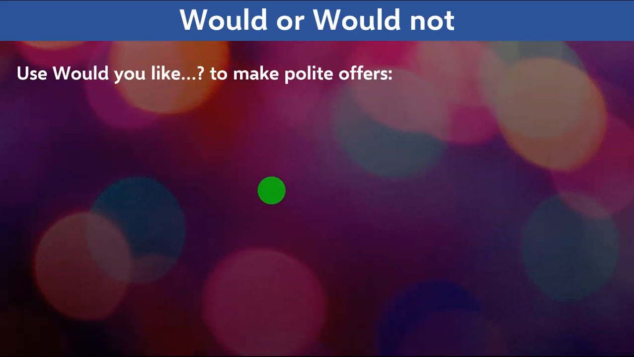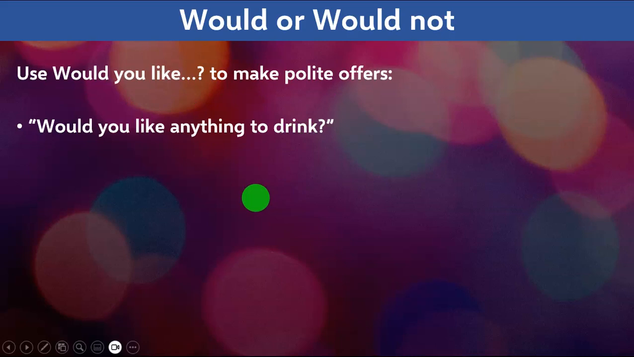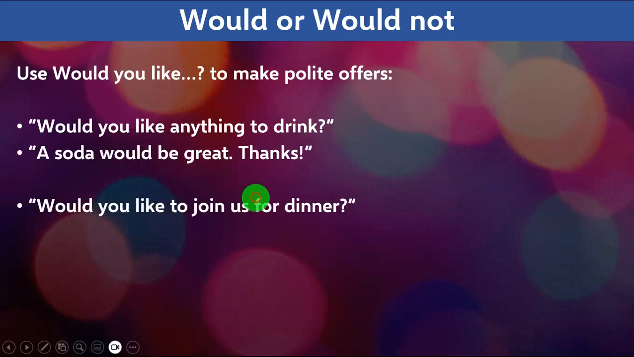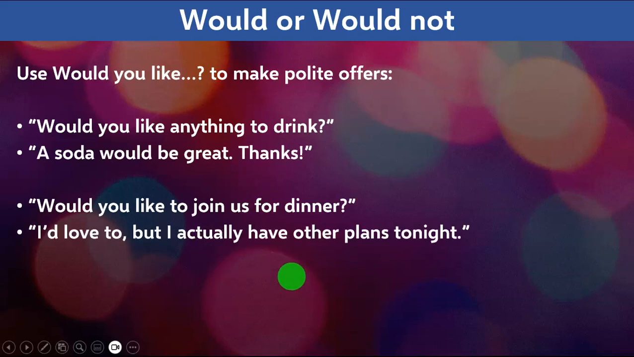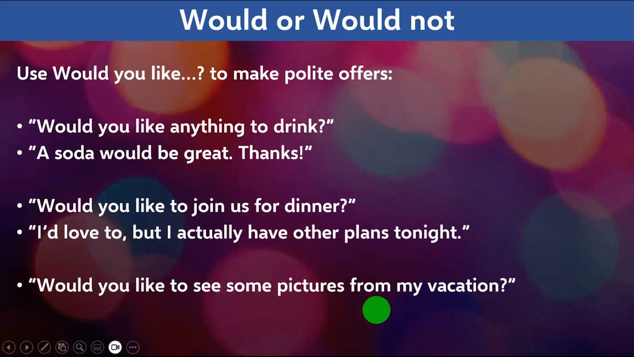Now, that's another use of the word would. And if you put you like, it can be used to make polite offers. Would you like anything to drink? A polite offer. A soda would be great, thanks. Question. Would you like to join us for dinner? I'd love to, but I actually have other plans tonight. Would you like to see some pictures from my vacation? Sure. Right? So you see how would is being used for polite offers.